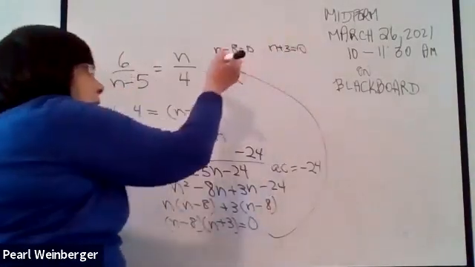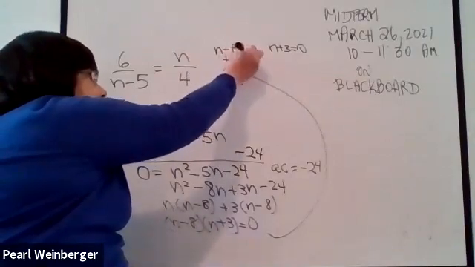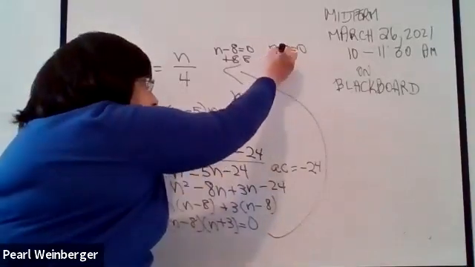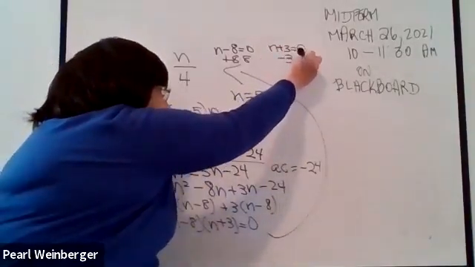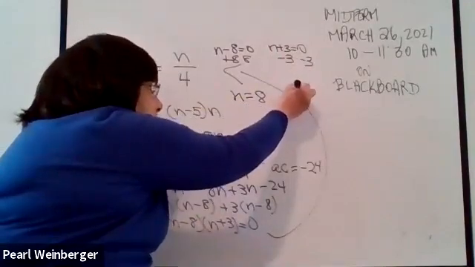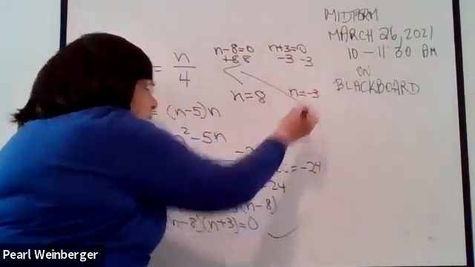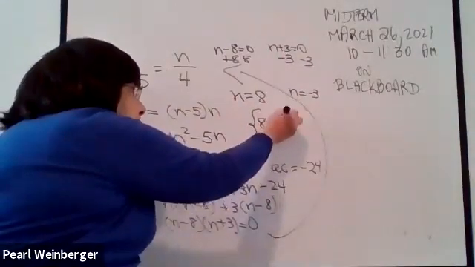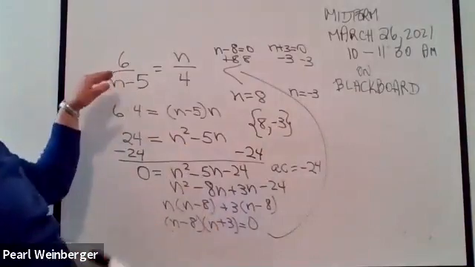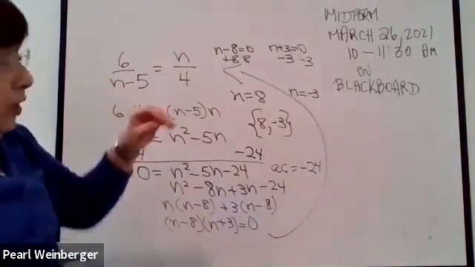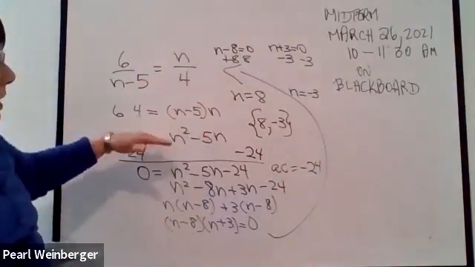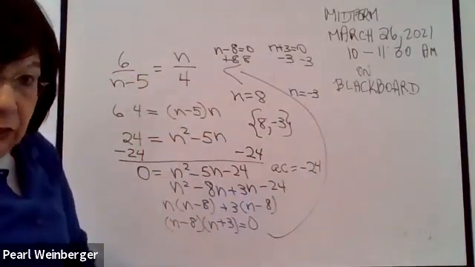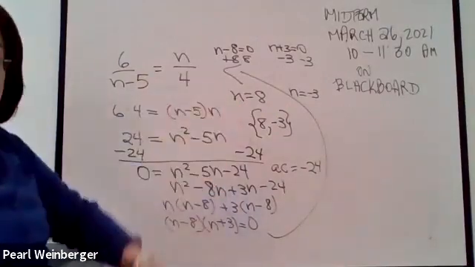And here I'll add 8, so my one answer will be positive 8. And here I'll subtract 3, so my other answer is going to be negative 3. And you get 2 answers for this one. Even though it looks similar to what we did before, when we cross multiplied, in this case, we ended up with a square, which meant it was a quadratic equation. And that's why we ended up with 2 answers.